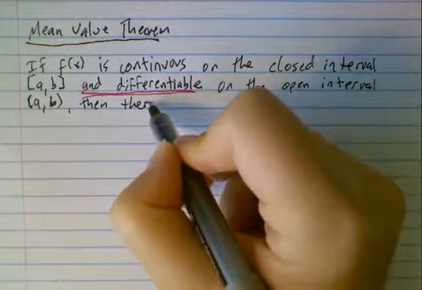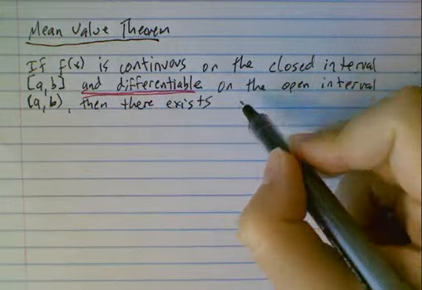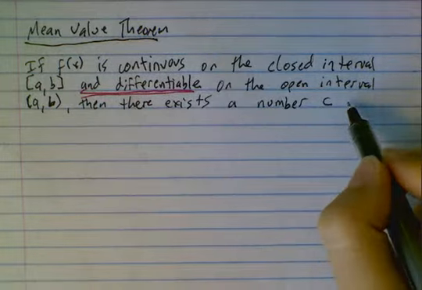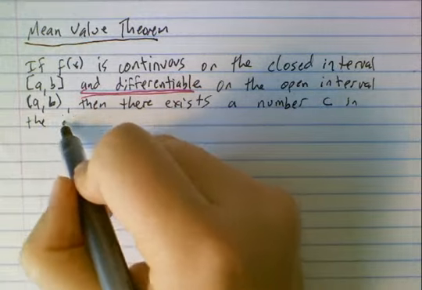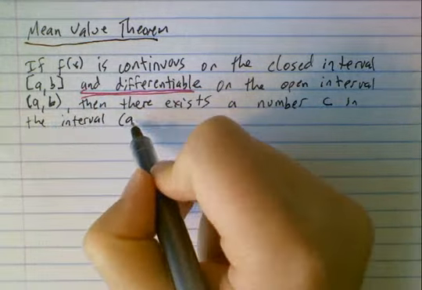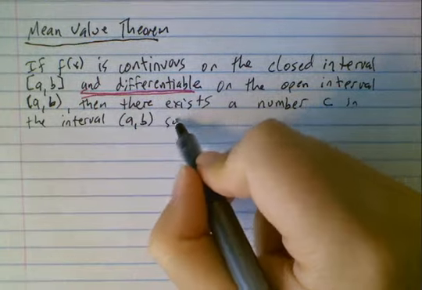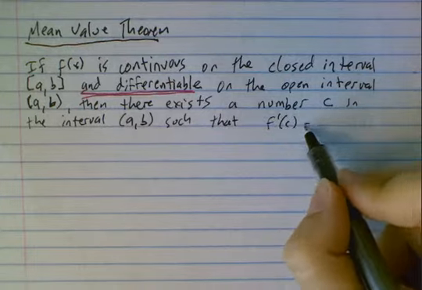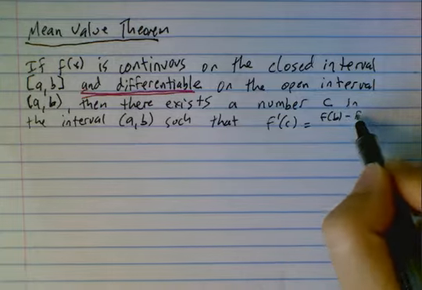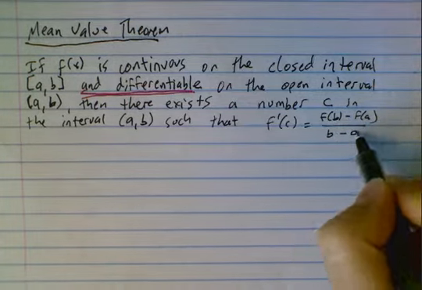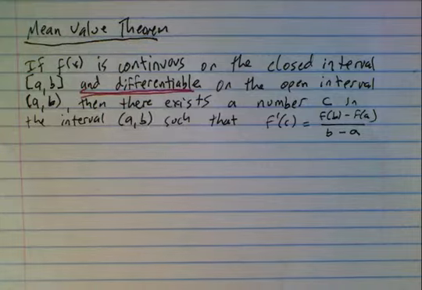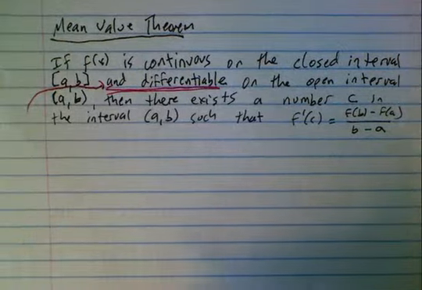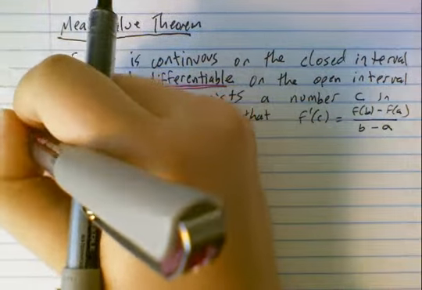Then there exists a number c in the interval a, b such that f prime of c, the derivative, equals f of b minus f of a over b minus a. For the differentiable piece here, really what we're worried about, since we already know that it's continuous, this means no sharp turns.